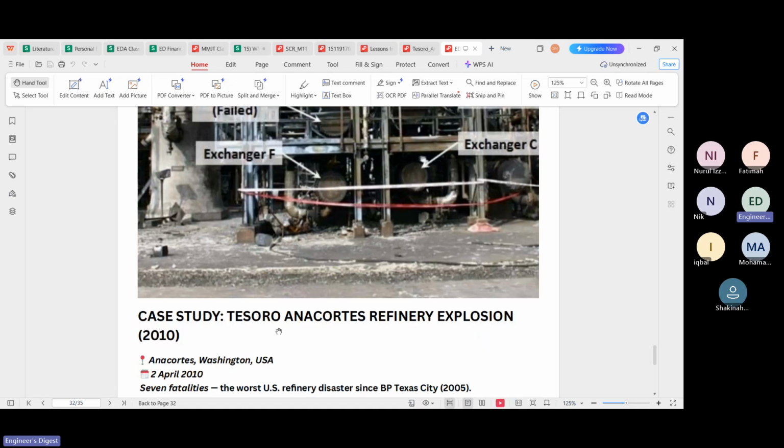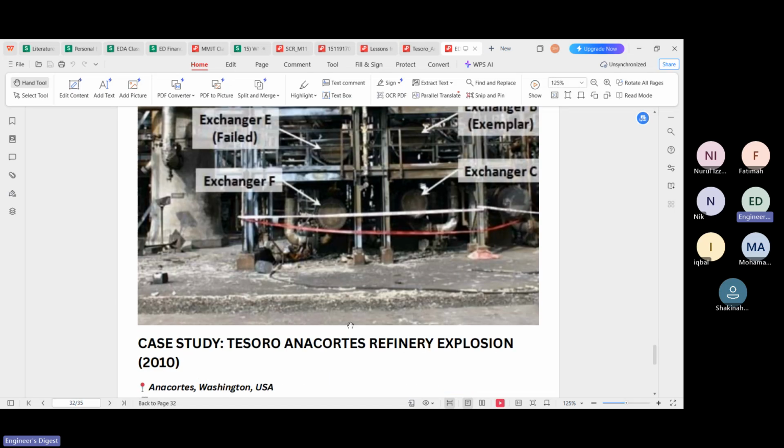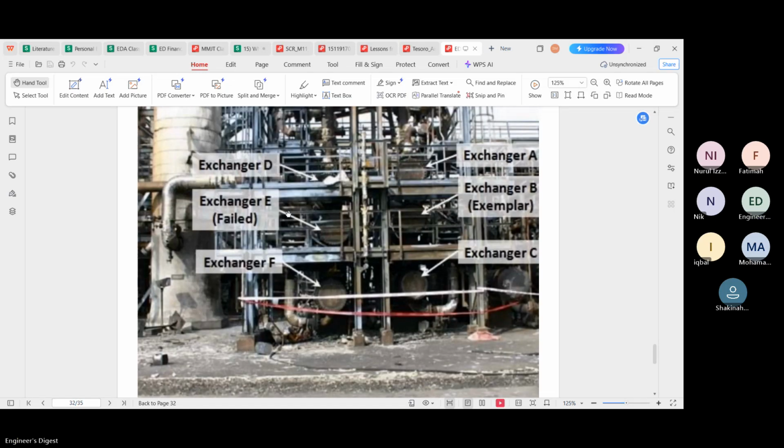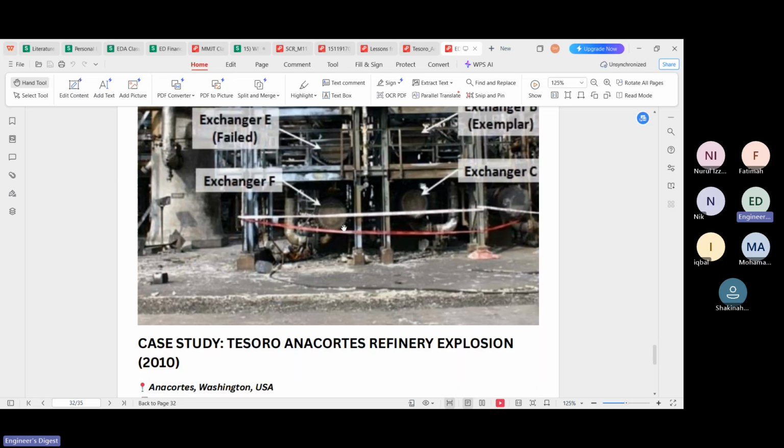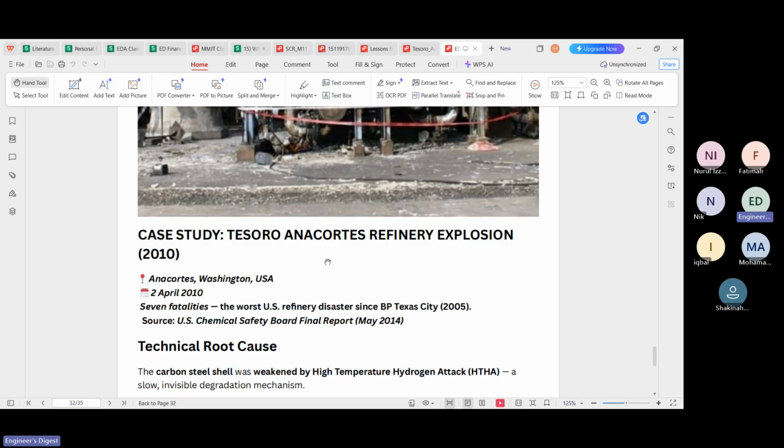This is a case study. This case study is neither brittle nor creep. So this case study is actually on hydrogen. This material is basically not suitable for hydrogen service. Okay, this is your heat exchanger, a shell and tube heat exchanger. For E, they put there as fail. So this is the failed heat exchanger. So we'll try to understand this.